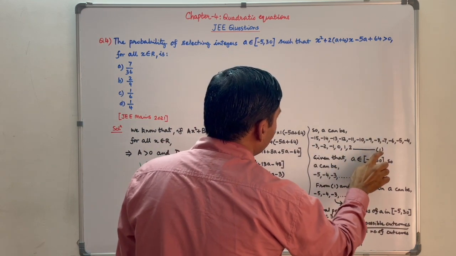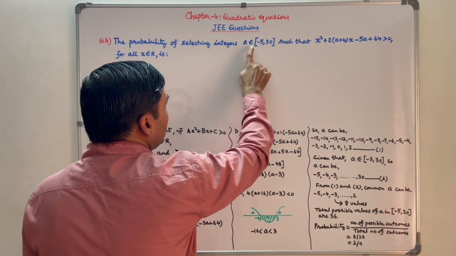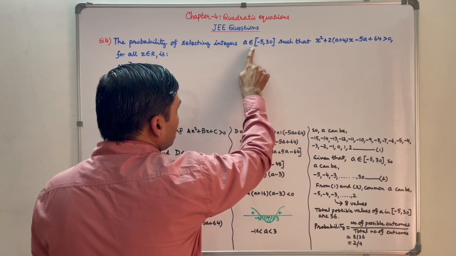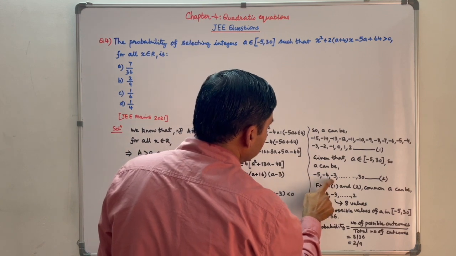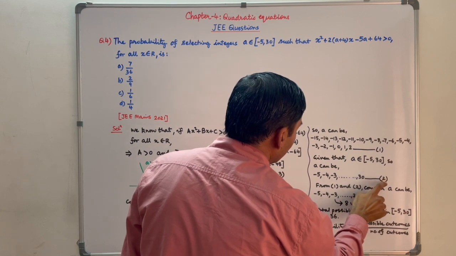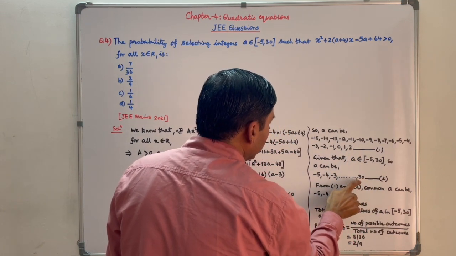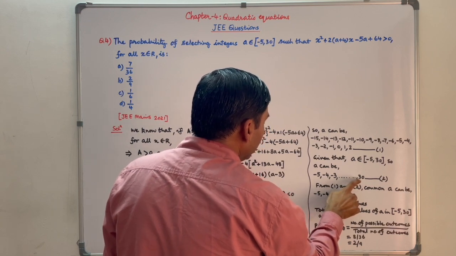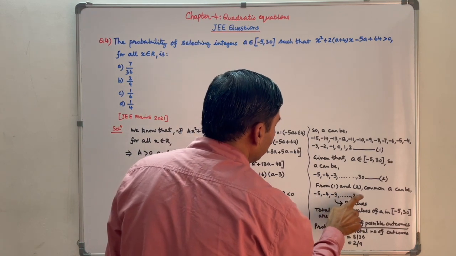Suppose this is point number 1. It is given that a belongs to the interval minus 5 to plus 30. So as per this interval, possible values of a can be minus 5, minus 4, minus 3 and so on up to plus 30. Suppose this is point number 2. Now we will take common from point number 1 and point number 2 to say that all the possible values of a will be minus 5, minus 4, minus 3 and so on up to plus 2.